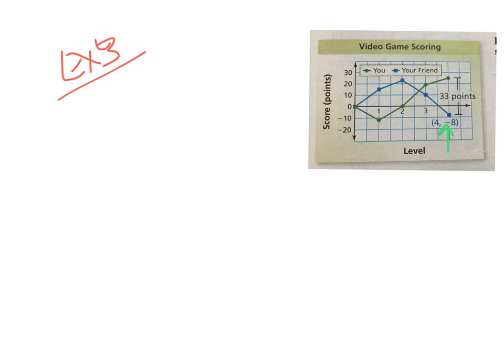So, because my friend's score is here, my score is here, right? What is my friend's score? Can you tell what it is? We don't know what it is, so I'm just going to say F. My friend's score is how many points? 33 less than mine, right? So my score and then minus 33 gives me my friend's score. You see that?